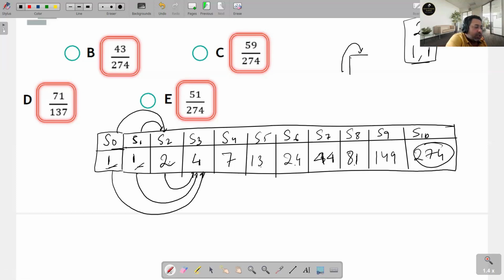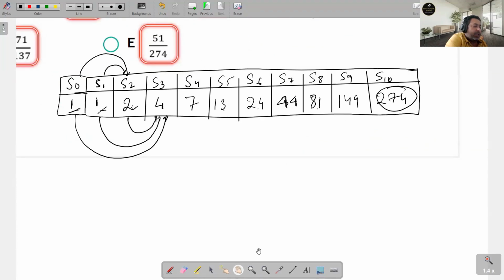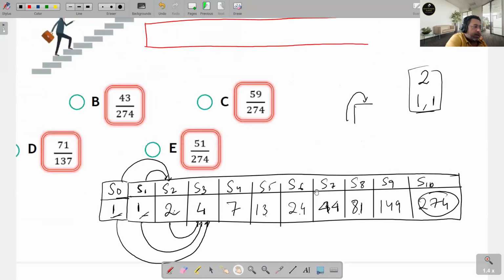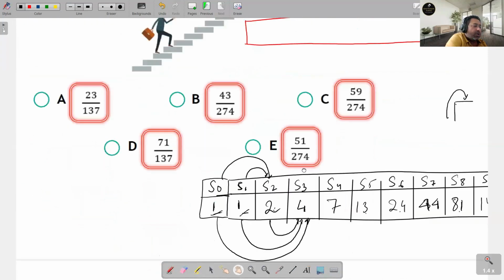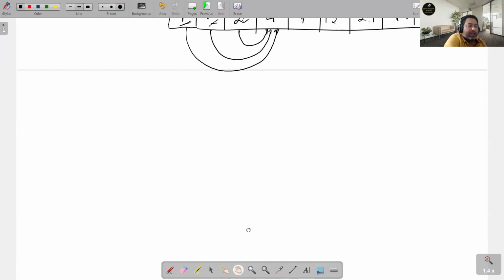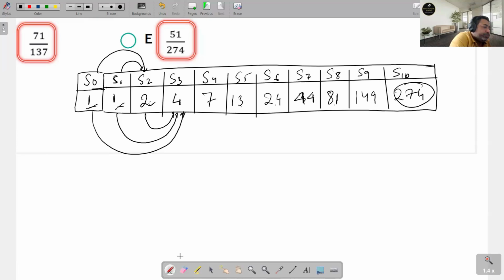And if you notice, in some of the options here you do have 274, correct? Now the tricky part of this question is the probability part, which says that if you take this in exactly 5 moves, if you take 10 steps, then how will you reach? Now the steps are always positive, so it's moving forward. So let's understand this.